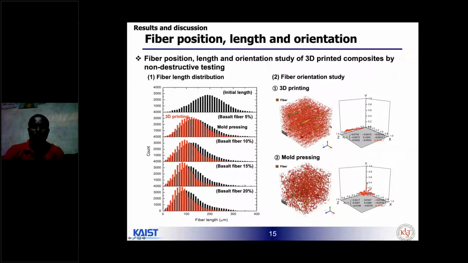This figure also shows the research of the fiber orientation and indicates the difference between 3D printed and mold process samples. The 3D printed sample shows almost all the fibers were highly oriented in the Z direction, which is parallel to the 3D printing direction. It means that the fibers were highly aligned in the printing direction along the melt flow during 3D printing. On the contrary, the mold process pressed sample shows isotropically distributed fibers throughout the system.